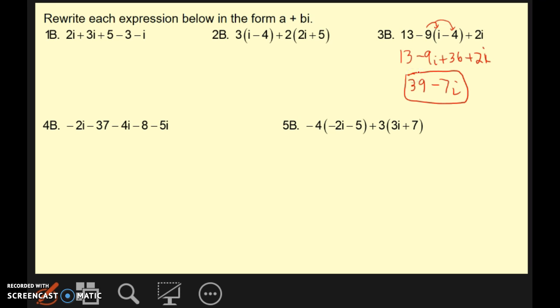So a question like 4b, all my terms are listed out ready to go. I'm just looking to put like terms together. So I've got negative 37 and negative 8, which is negative 45. And for the i's, I've got negative 2, negative 4, and negative 5. So that's negative 11i. So hopefully so far it's pretty straightforward.